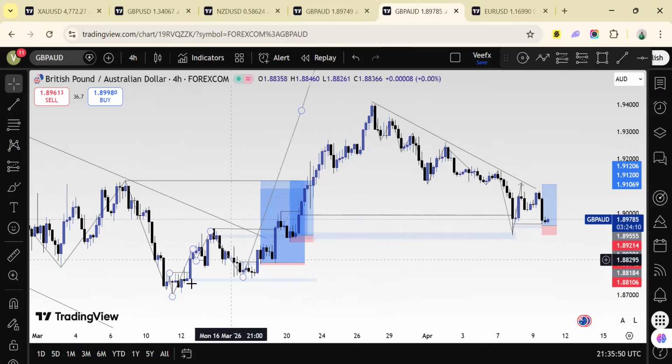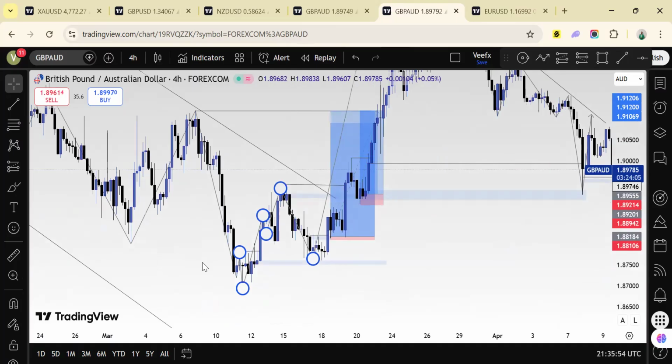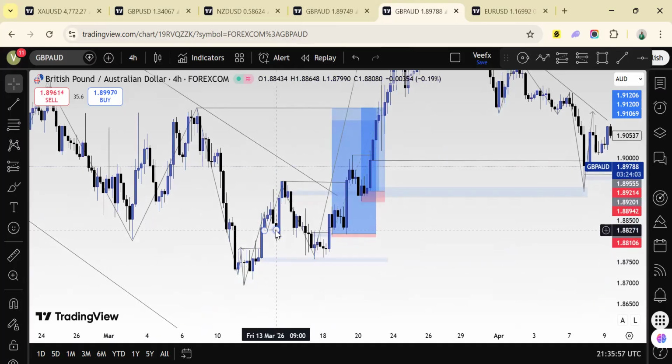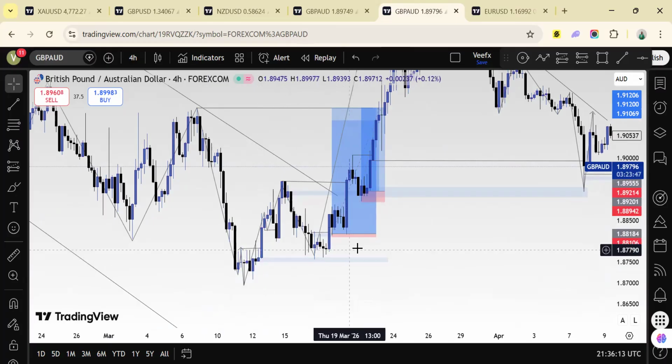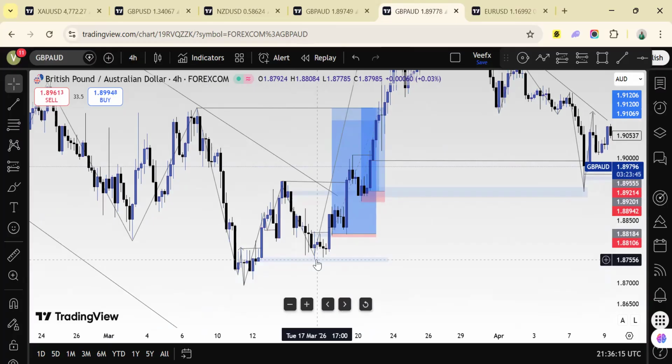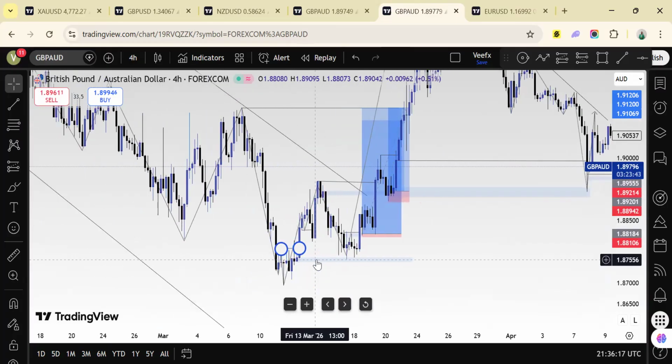So after this market structure shift, there was what? A pullback. You can see after the market structure shift, there was your pullback inducement liquidity here. And for this pullback inducement liquidity, there's only one POI to take this trade, which is what? This order block here. That is why I marked out this order block for a possible reversal to the upside since the market was on a downtrend. Now, you can see the market came here and tapped on this POI.